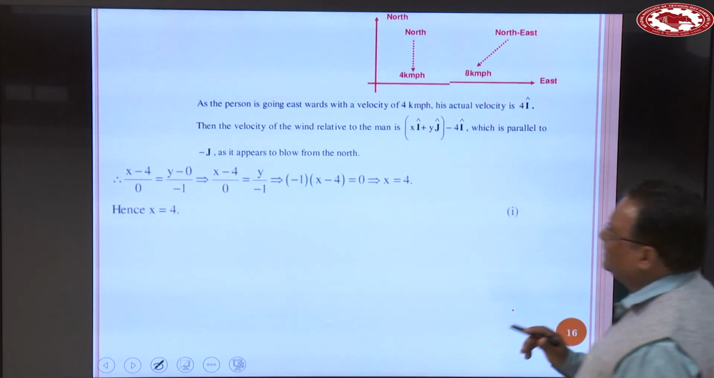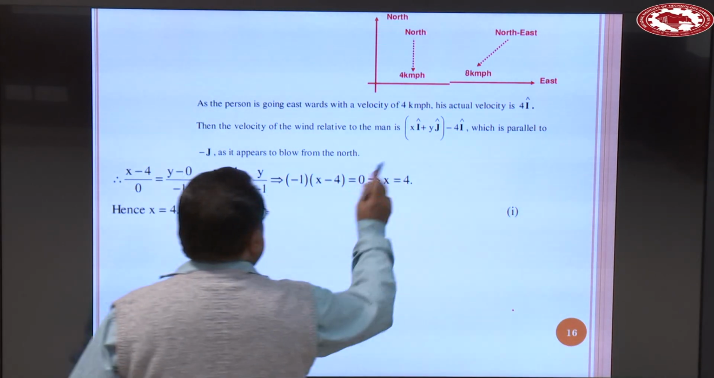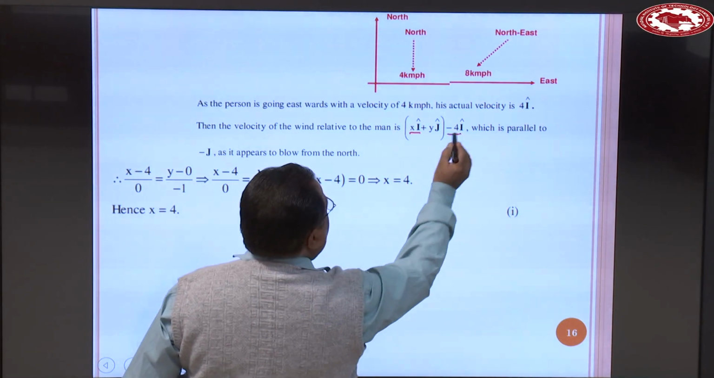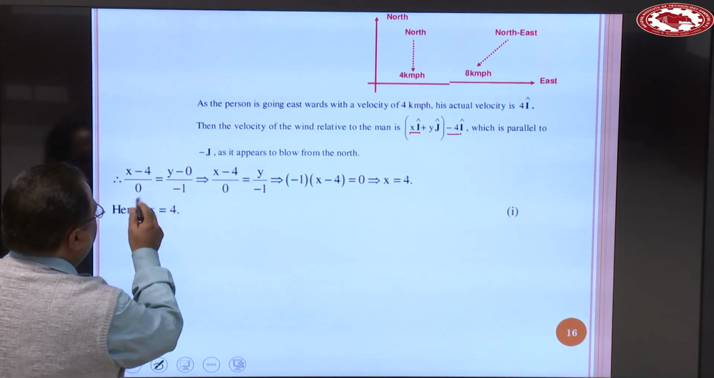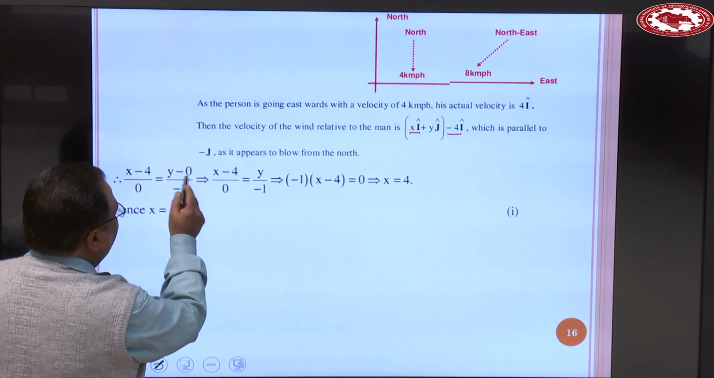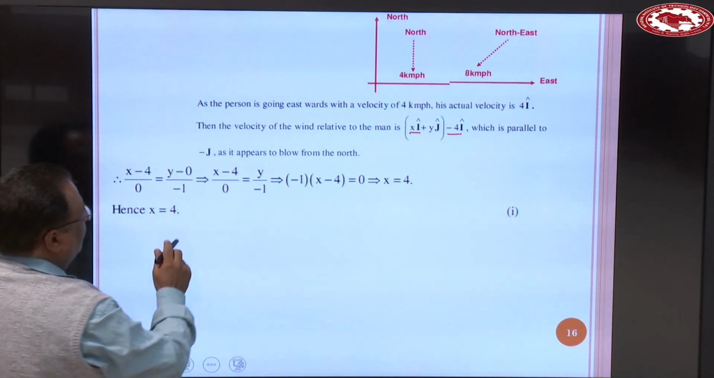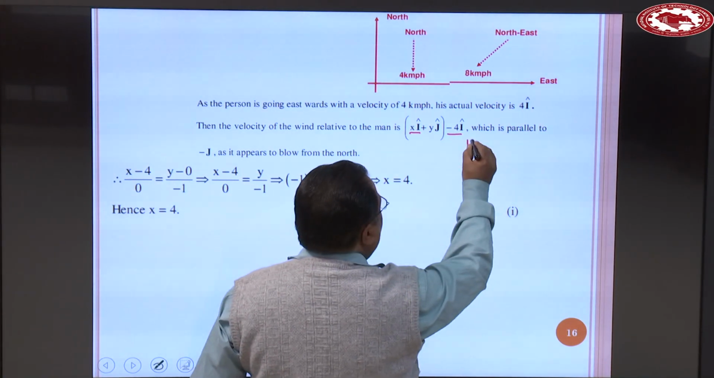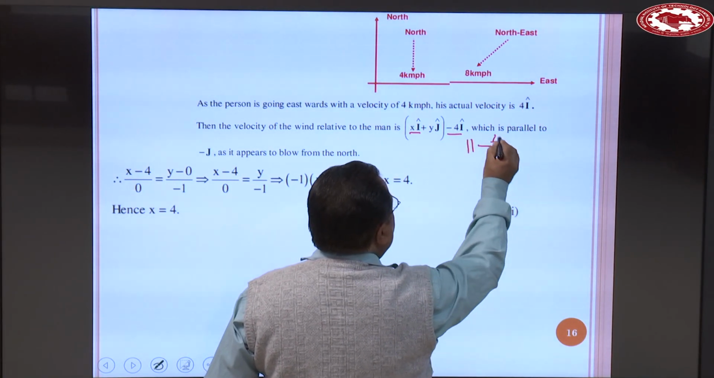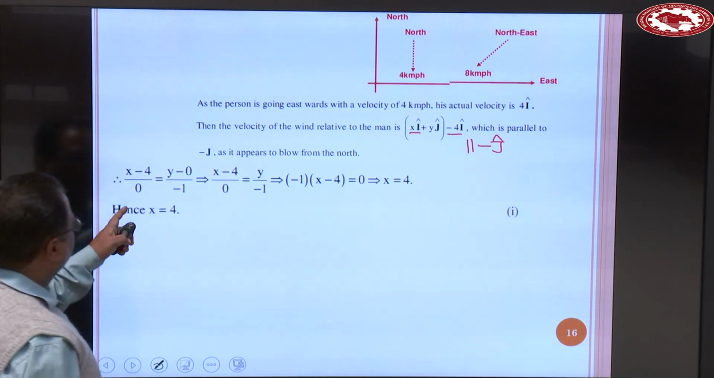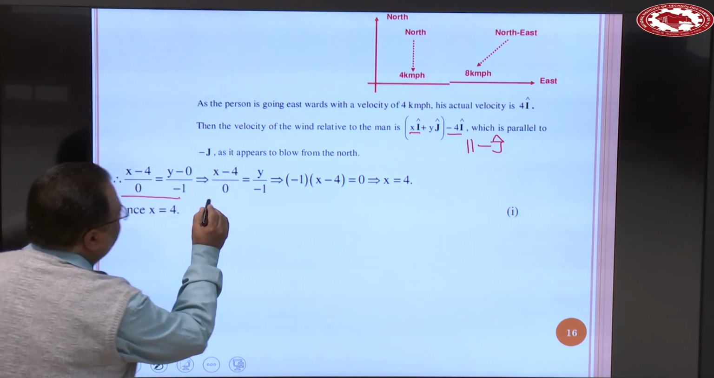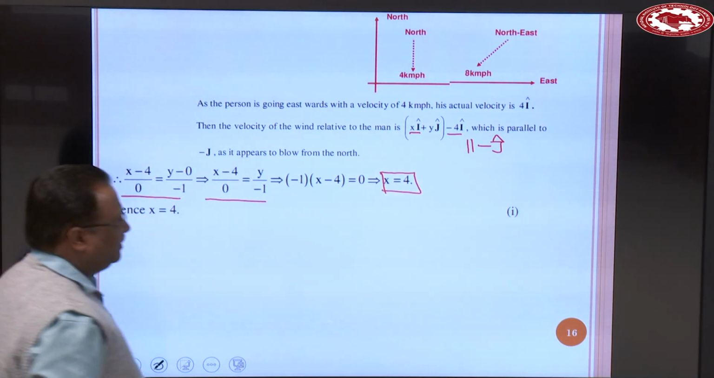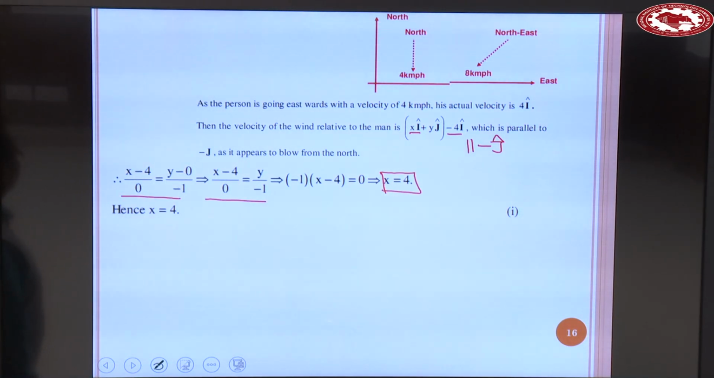So this means, calculate this result: x minus 4 divided by 0. So this is x and this is the minus 4i cap coefficient. So that one is 0, equal to y minus 0 divided by minus 1. Okay, this term is parallel to minus j cap. So the result is this. Now simplify this and finally you will get x is equal to 4. Hence x is equal to 4.